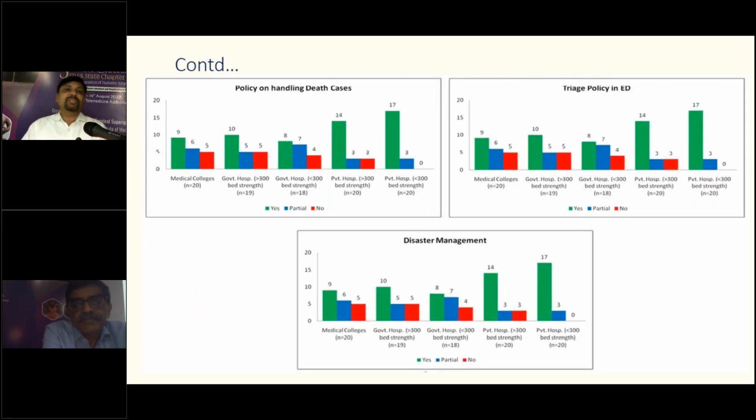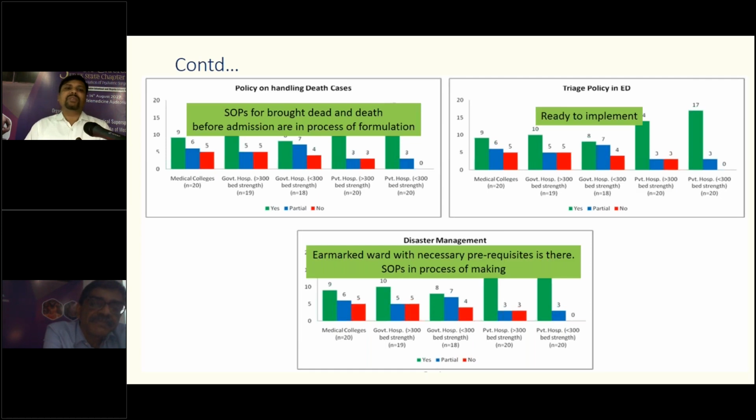As far as policy on handling death cases, triage policy in ED and disaster management is concerned, medical colleges stand on an average line. If you look at the policy on handling death cases at SGPGI ED, we are still struggling to find an SOP for disposition of brought-dead patients, or deaths that happen on a stretcher before admission in HIS. All these policies are in the process of formulation, and we have been struggling for the last 3-4 years to get an institute-based SOP to dispose of all these things.